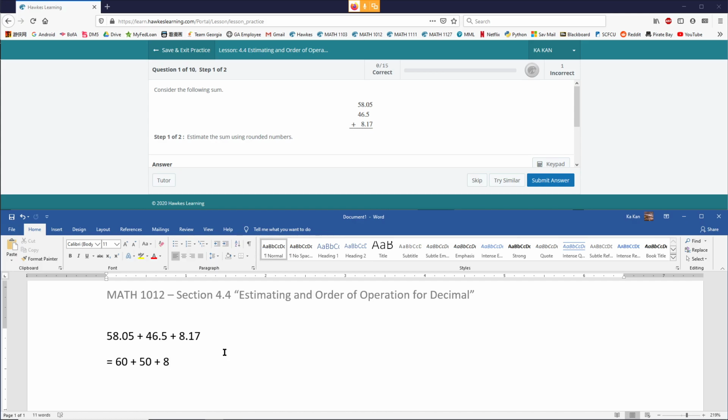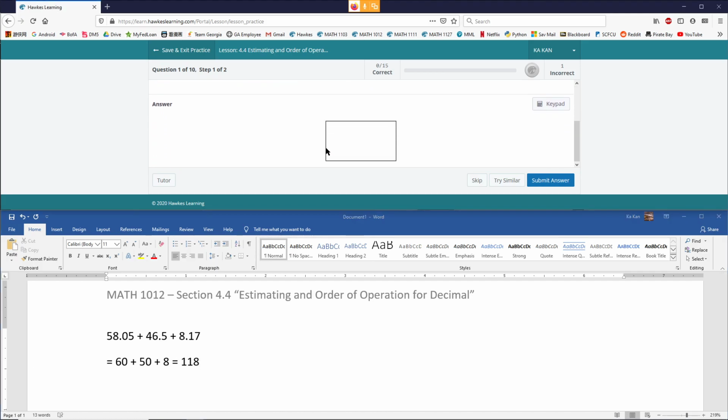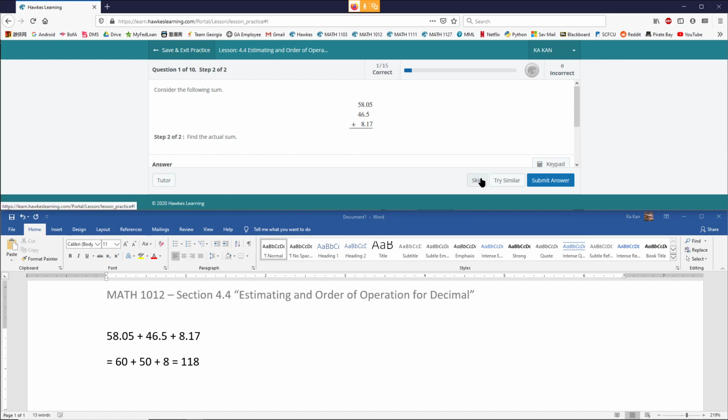So of course this is easy, right? Add them up together. 60 plus 50 is 110. 118 will be the answer. And so it takes some practice, right, just to get to what they want. So you just gotta be careful. Same thing over here. They want you to find the actual sum. I'm sure you guys can handle it. Just put it in a calculator and get the answer.